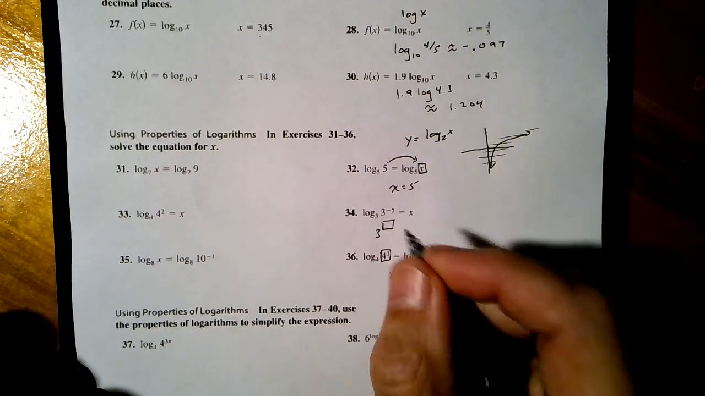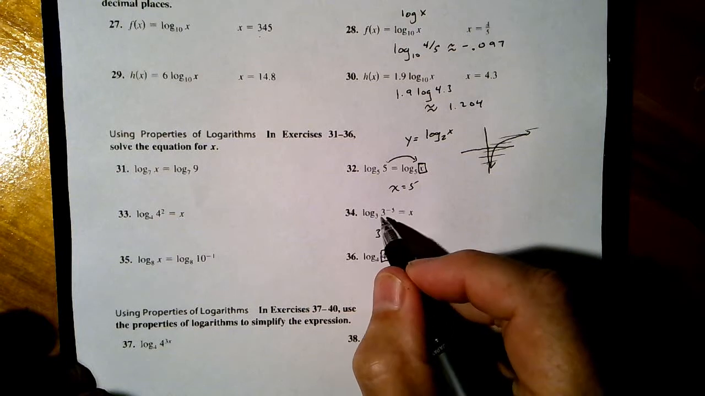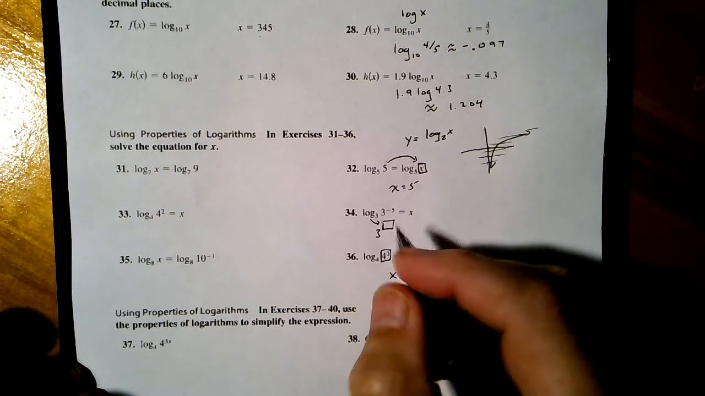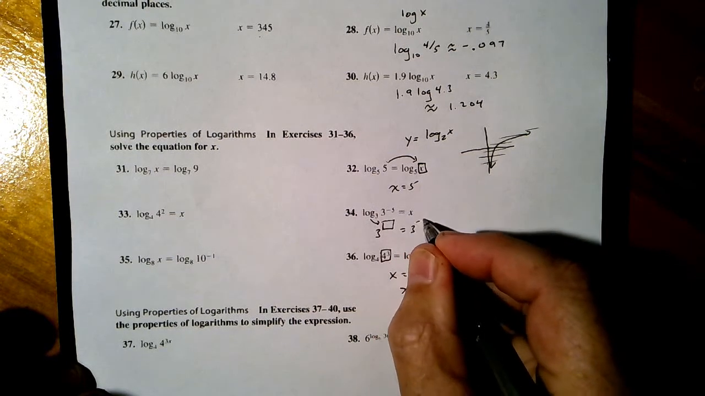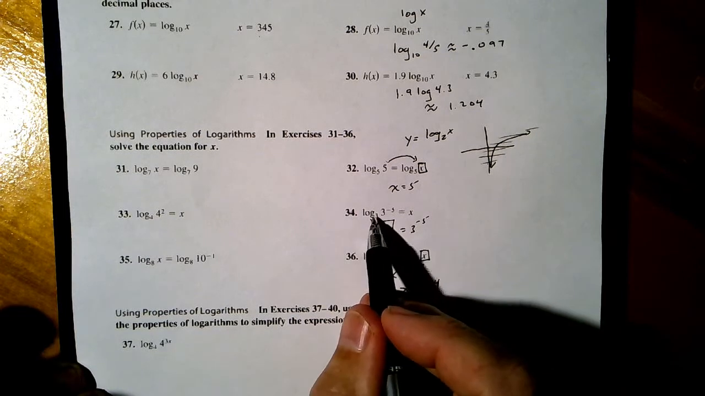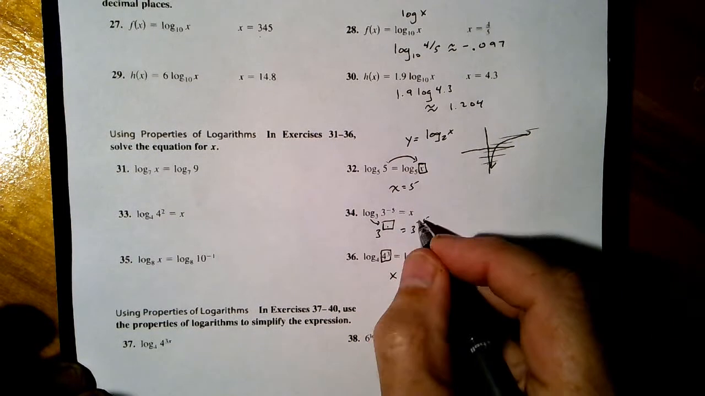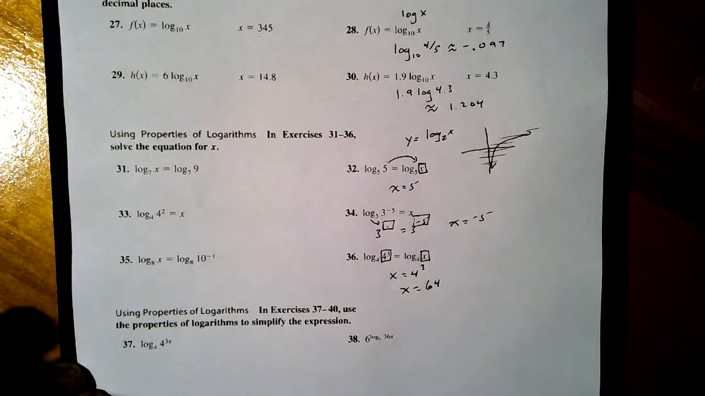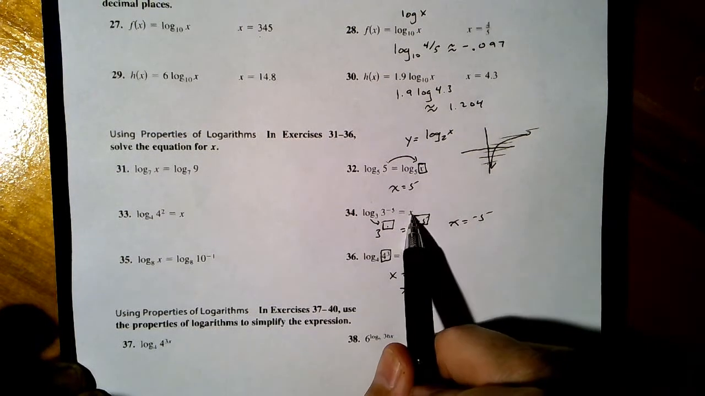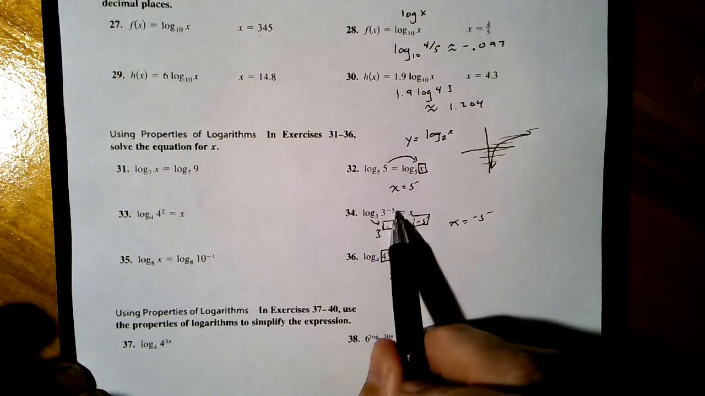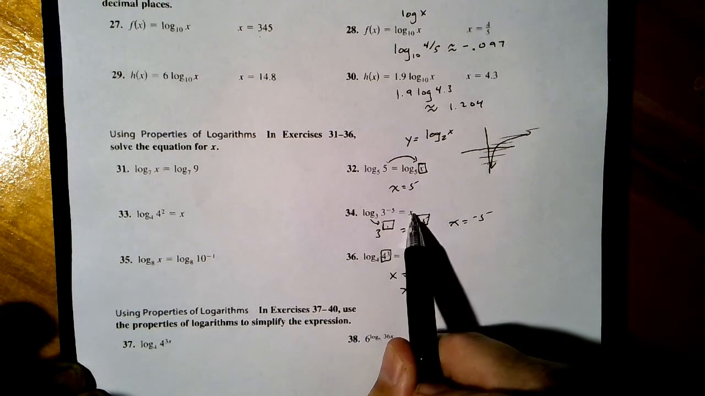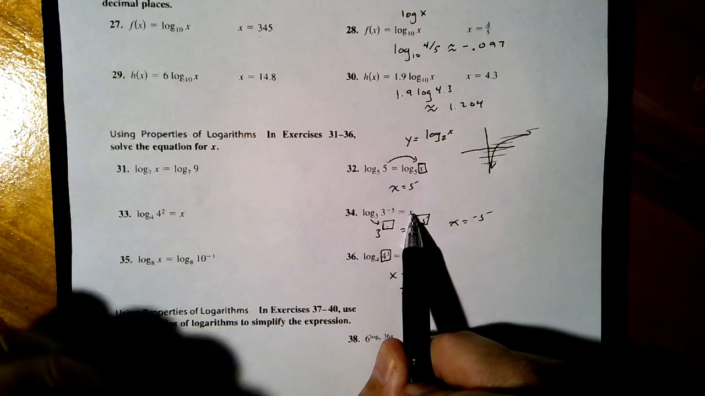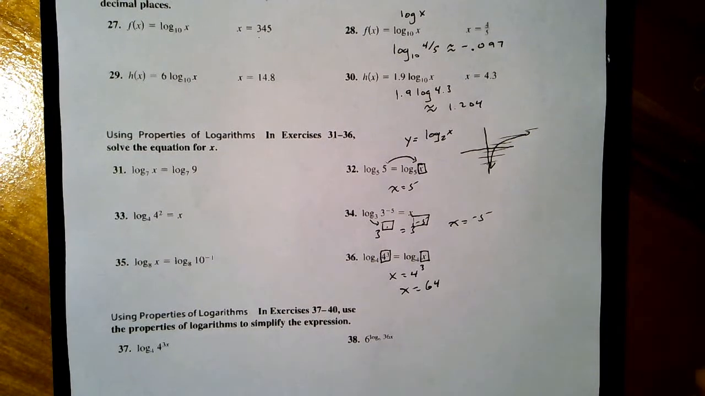What is the exponent? Because that's what this thing is. This whole thing is the exponent that turns 3 into 3 to the negative 5th. What could this whole thing possibly be other than negative 5? Negative 5 is the exponent. Negative 5 is this whole thing, so x is negative 5. Negative 5 is the exponent that turns 3 into 3 to the negative fifth.